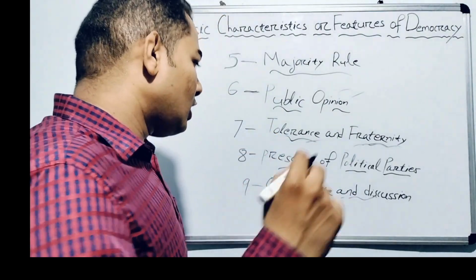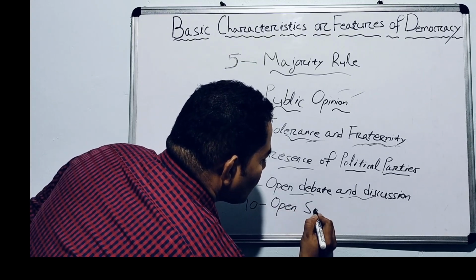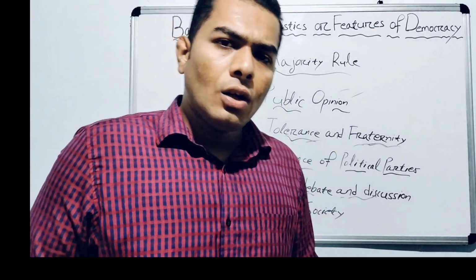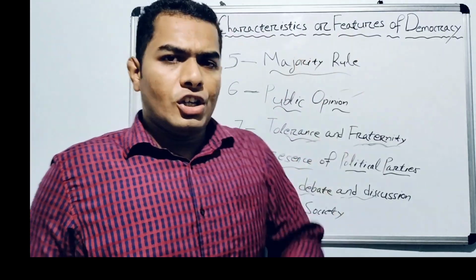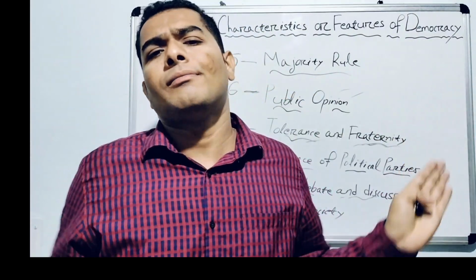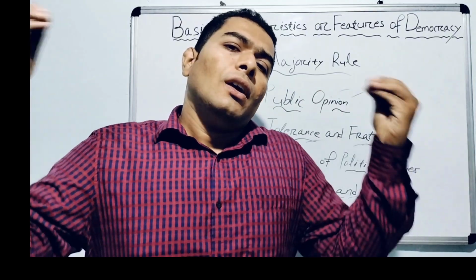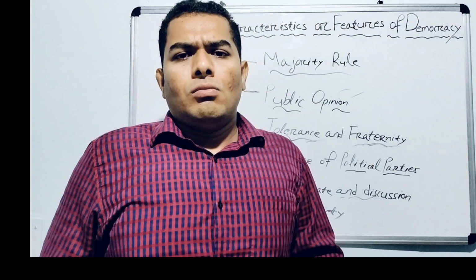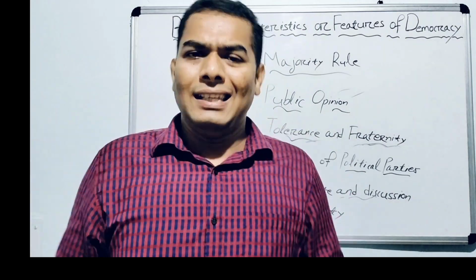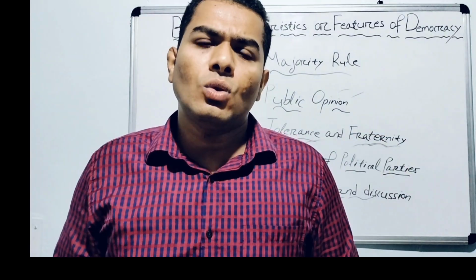Now the next feature is open society. Open society means what? It is also another characteristic of democracy. Open society means that in a democracy the society is open for everyone. All the people in the society have the right to express their views, to live a good standard of life, to say anything, to debate and discuss anything in the society, or to organize any events in the society. So the society is free for everyone.